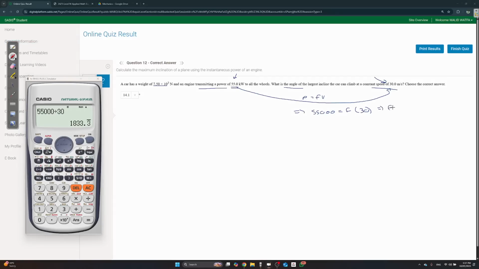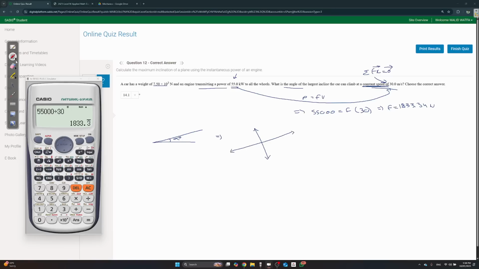Okay, so F is equal to 1833.34 newtons. Okay, so to understand this, when they say constant speed, remember that means that sigma Fx is equal to 0, right? So let's draw our FBD here. We're going to draw it at an inclined plane of alpha degrees. We don't know what this alpha is, right? So we're going to draw it. The FBD is going to be like this, right?